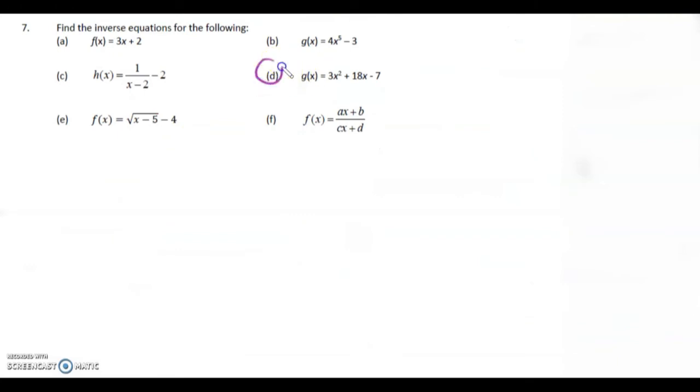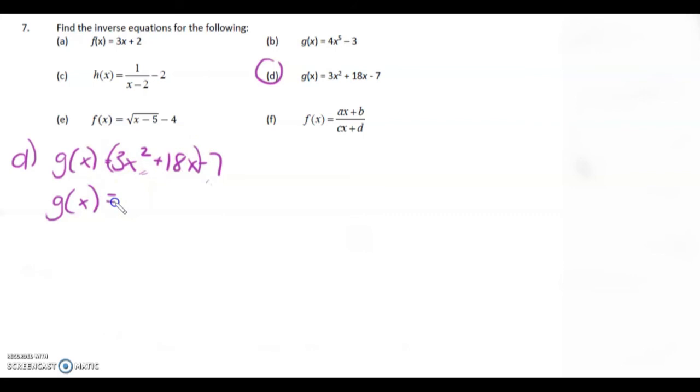Okay, now we have d. So d is g at x equals 3x squared plus 18x minus 7. So here's the thing with this. We actually can't find the inverse when we have an x squared and an x. So what we have to do first is complete the square. So we have to bracket the two first terms and factor out that 3. We get x squared plus 6x.